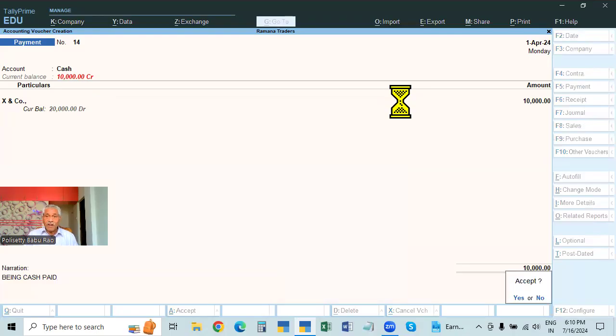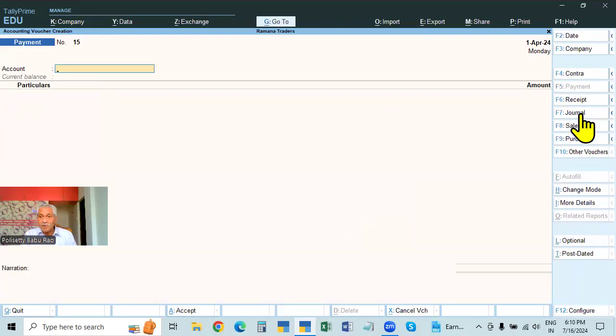And one more thing, we forgot: the balance cash is not available. First of all, we will receive. See, the proprietor will invest an amount into the business. It is called capital. We received cash from the proprietor. Cash account is debit, and the proprietor's capital account is credit. That is not entered. That also will be taken.